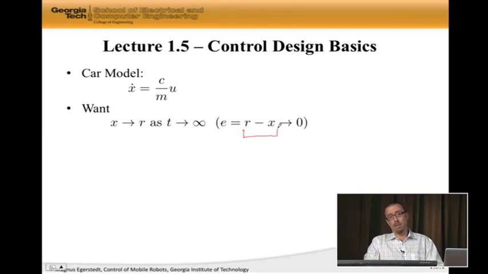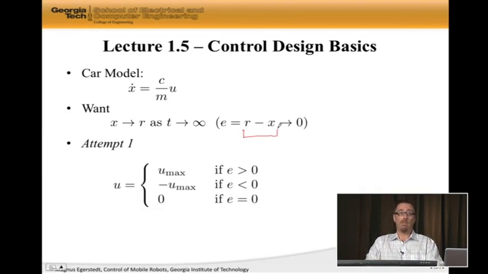So I am going to give you a controller here. This is attempt 1. I have picked some values for how hard I want to hit the gas pedal. And I'm going to say that if the error is positive, so positive error means that the reference is bigger than the state, which means that we're driving slower than we should, then let's hit the gas. And if the error is negative, meaning that the actual velocity of the car is greater than the reference velocity, which means we're going too fast, let's brake. And if we're perfect, let's do nothing.